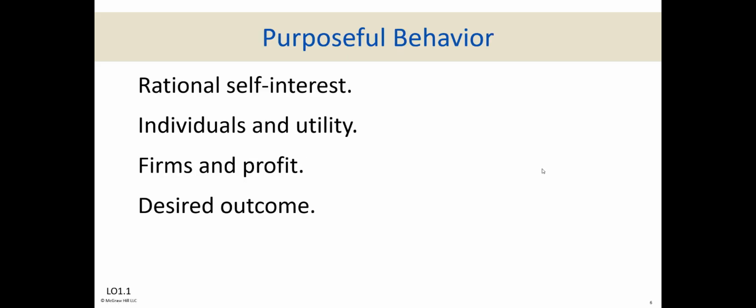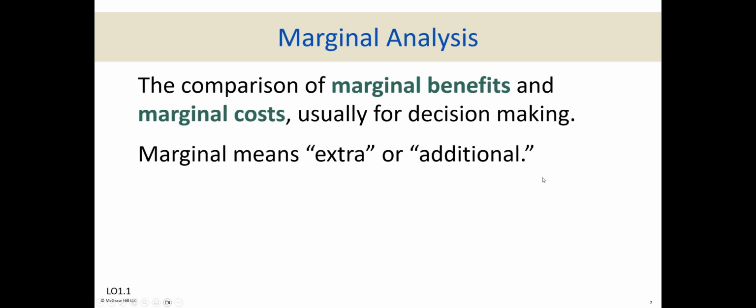Purposeful behavior. First of all, economics assumes that people are rational and self-interested. That means they are doing the best for themselves. And when individuals make decisions, they compare the utility, which, as I said, is the satisfaction you receive from consuming a good, and the cost. When firms make a decision, they check their profit and the cost, and they want to achieve the desired outcome. That's the purposeful behavior.